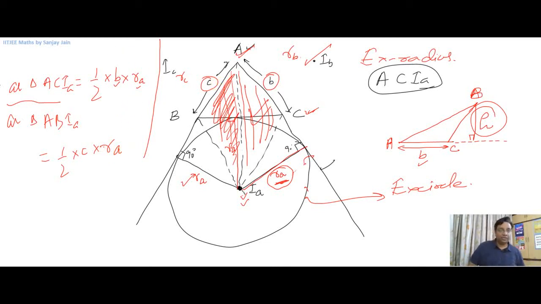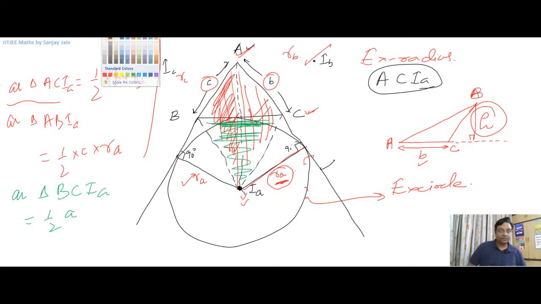Now I want you to calculate a third area, the area of this triangle. Area of triangle BCIA is equal to half into base BC, which is small a, into height, which is nothing but again small RA. What was the height of this triangle? This is the height, which is again the X radius, right? So it is half into A into RA.